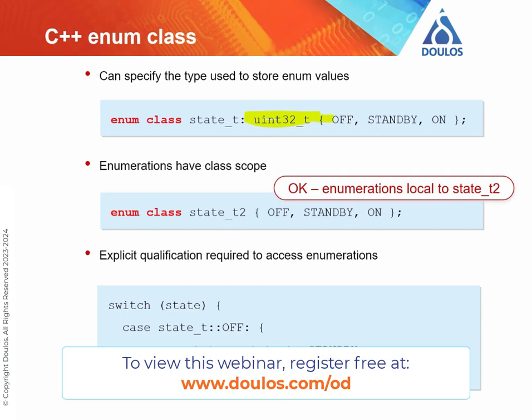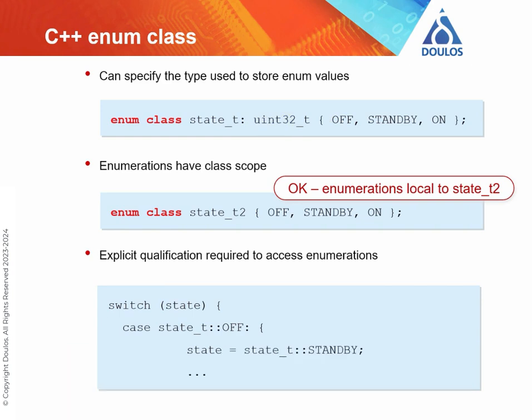When we want to access the enumerations, they now have class scope. So if we've got an alternative enumeration which happens to use the same values as an earlier one, that's not a problem anymore because they have different scopes. So the enumerated values are part of the scope of the enum itself. Now that means that when you access an enum class, you always have to specify the scope. So it's a little bit more typing, but it's now safe.